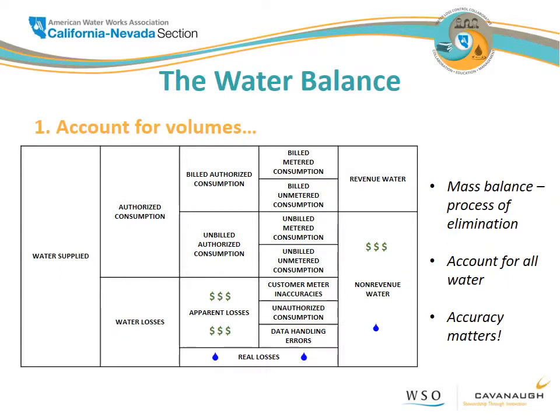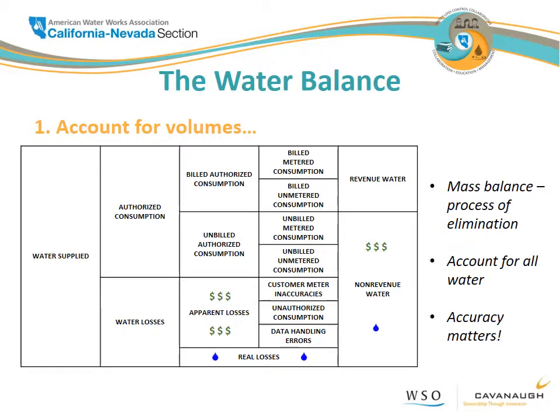So we start with an understanding of all the production that goes into our system, all of the imports, all of the well production, all of the treatment plant production, everything that hits our distribution system. And it's our job to allocate that volume into known categories of water use or water loss. So we do that over here in authorized consumption in all these different forms of authorized use, whether billed or unbilled, metered or unmetered. And in that process of elimination, we are left over with a sum total of water losses.